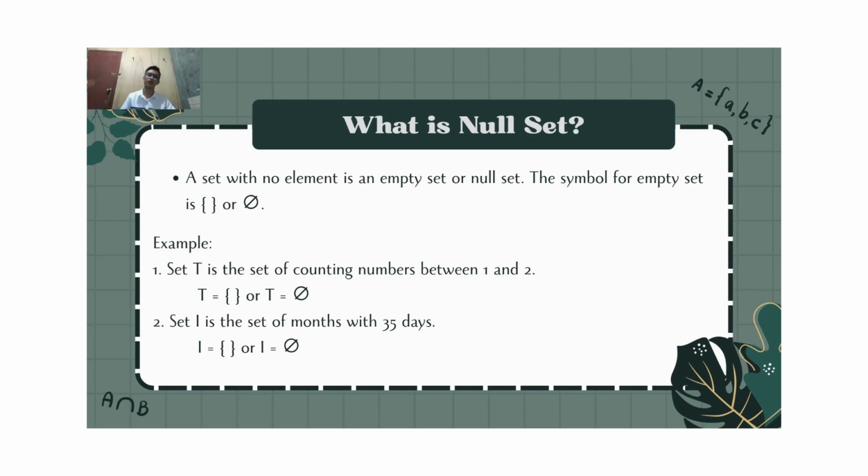Set T is the set of counting numbers between 1 and 2. Is there a set of counting numbers between 1 and 2? Can you guess? Can you think about that? I think none. Because there's no numbers between 1 and 2 when we say counting numbers. Alright? It is another thing when we say 0.5 or 1.5. That is not a counting number. Counting numbers are 1, 2, 3. So it is a null set. Second example, we have set I, the set of months with 35 days. Is there a month having 35 days? It's none, right? It is a null set. It is an empty set.